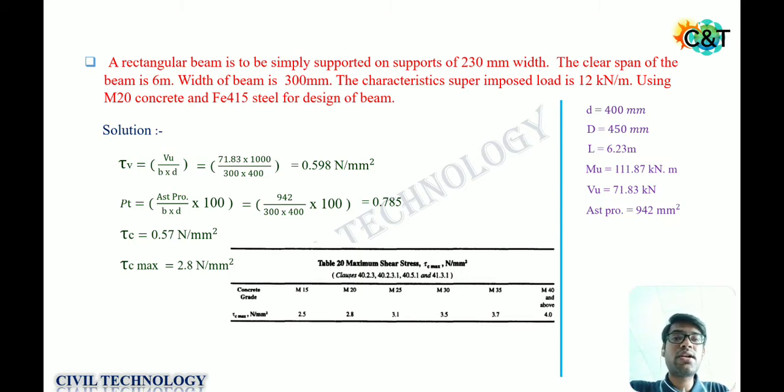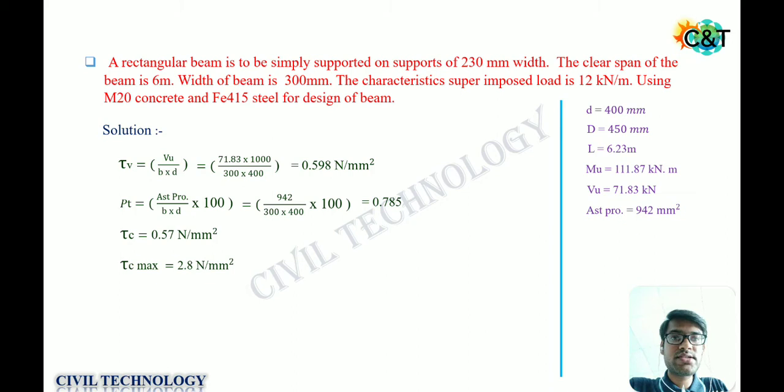For our condition, what are the steps? Let's see first the conditions and the meaning of those conditions. The first condition is tau v less than tau c less than tau c max, meaning the tau c max value is greater than both tau v and tau c. If our condition lies in this range, then we do not require any further calculations for the shear reinforcement. Whatever minimum shear reinforcement is suggested by the IS code is very much sufficient for our beam.